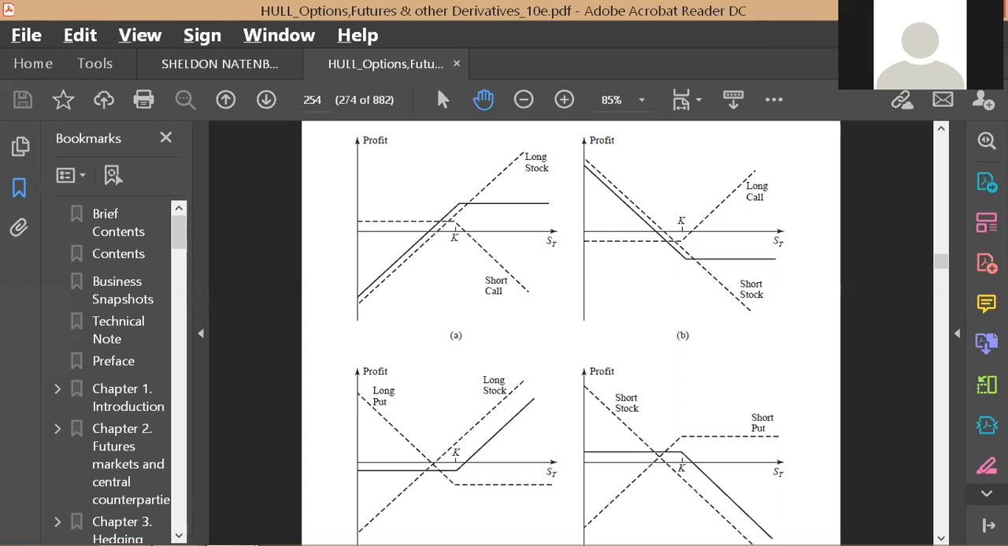Now, here you have to ask yourself the second part. Any questions about the short put profile? Why it should look like the solid line here? We're looking at the first quadrant. Everyone should be clear that the short put profile looks like the solid line here.